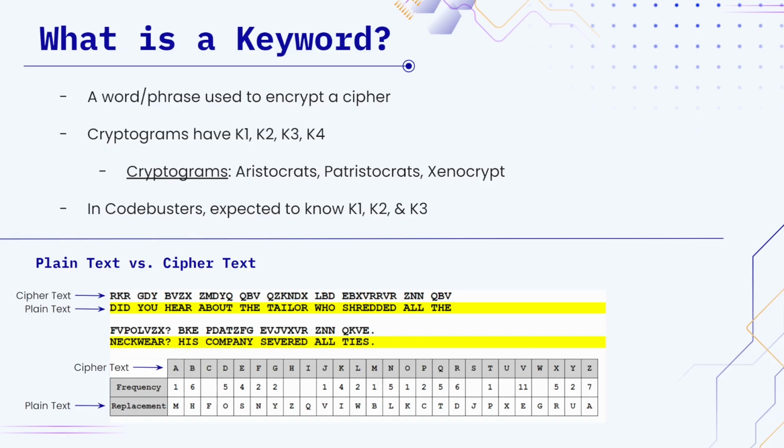So when I talk about Aristocrats or cryptograms, those are the ones that are going to use the keyword K1, K2, K3, and K4 in this video. Now for the purposes of Codebusters, the event, you're only expected to know the K1, K2, and K3 ciphers. And I'm only going to explain the K1 and K2 in this video because the K3 is a lot more complicated and definitely requires its very own video.